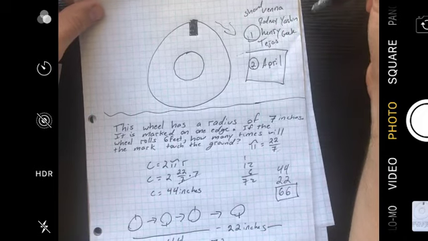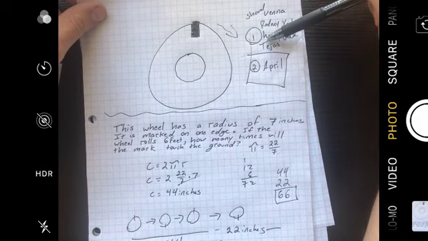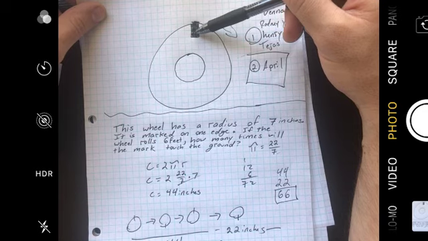So yeah, this is an interesting problem because we're not just seeing how far it will go, but how many times this tag will touch the ground.